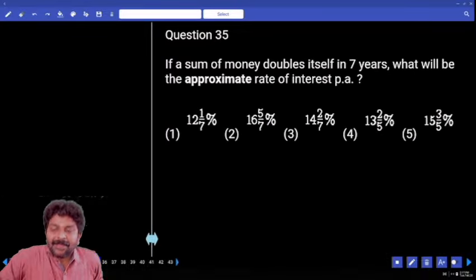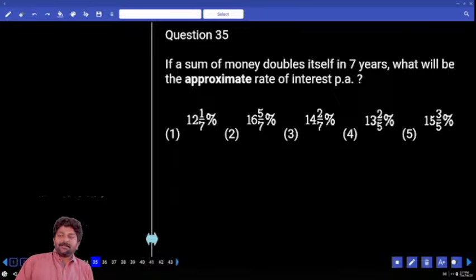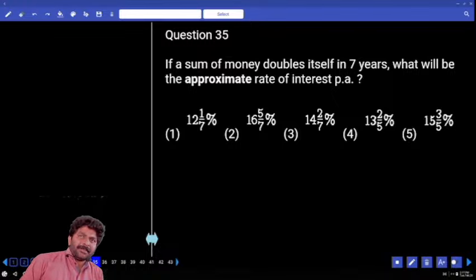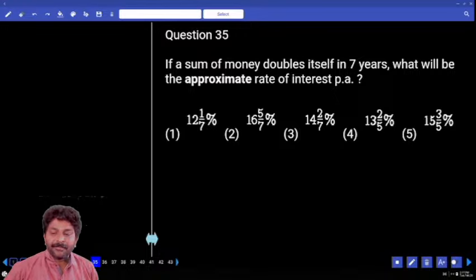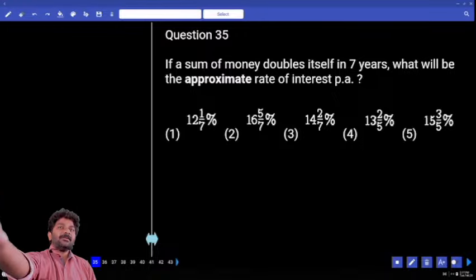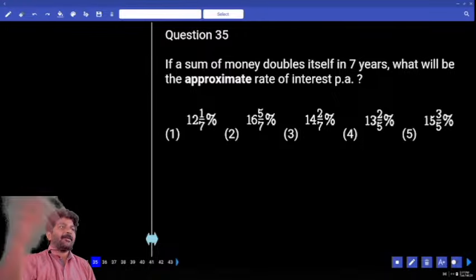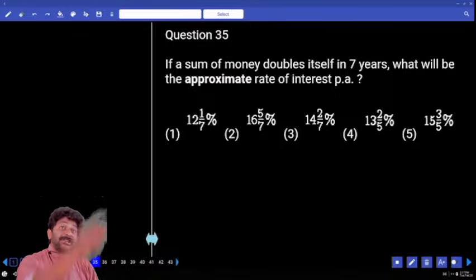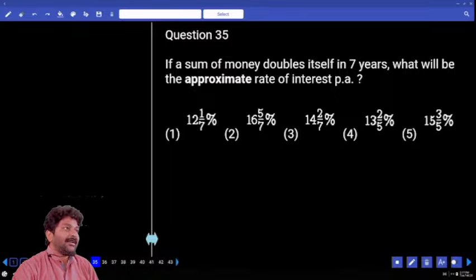If a sum of money doubles itself in 7 years, what will be the approximate rate of interest per annum? See, any question from maybe profit and loss, simple interest or compound interest. Assume that you are there in the question. If a sum of money doubles itself in 7 years, that means if you give me 100 rupees, I am giving you 200. After how many years? How much interest you got? 100. In how many years?